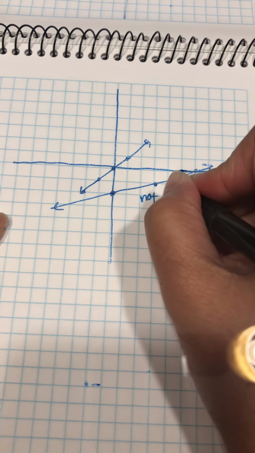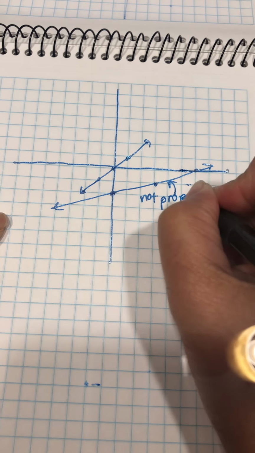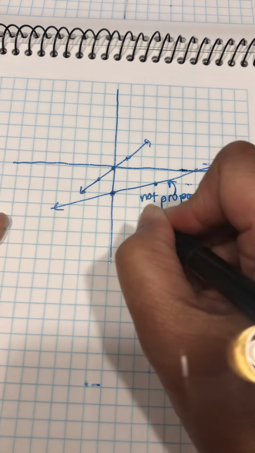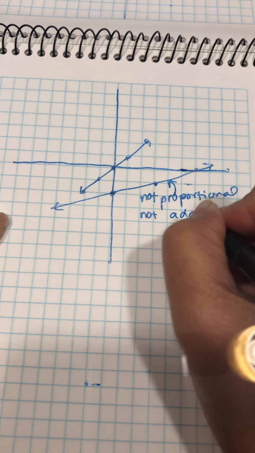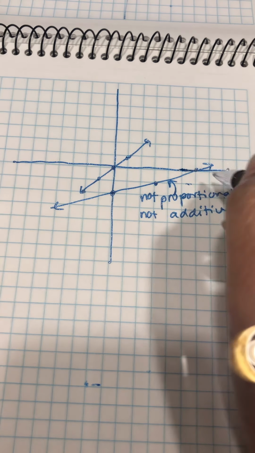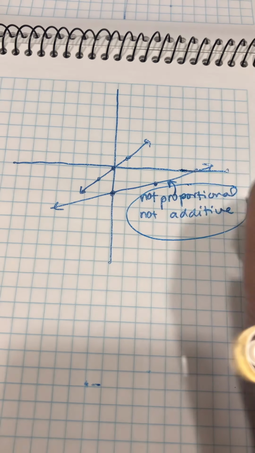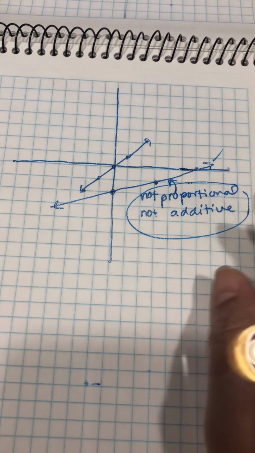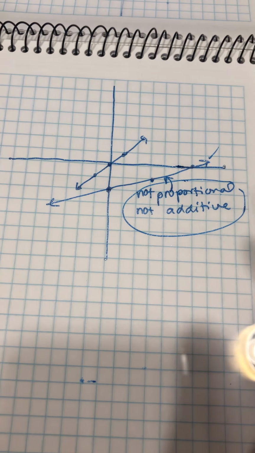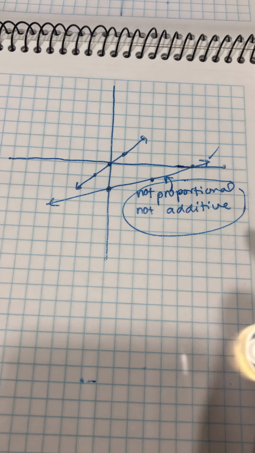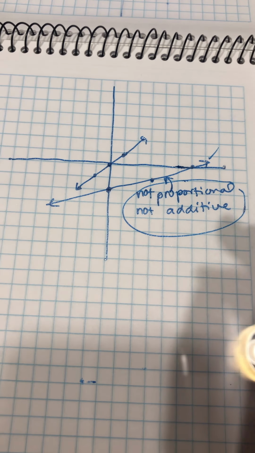So not proportional, not additive either. So this is some kind of function which you will learn in 8th grade. But for now, let's make sure we understand the difference of when is a function proportional and when it's not, or when it is additive.